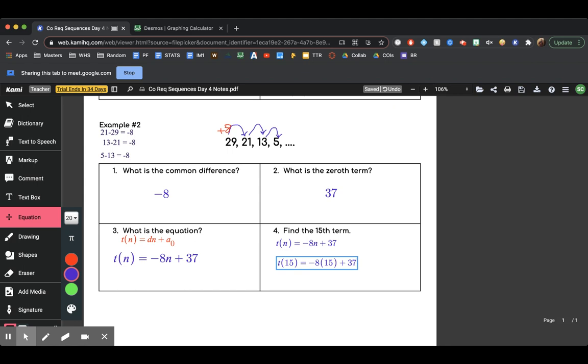Okay, and again, you can always put all this into your Desmos. You don't necessarily need to include the T of 15 part, but for sure this other part. And when you put that in Desmos, that gives us T of 15 should be equal to negative 83. Negative 83. So the 15th term is negative 83.